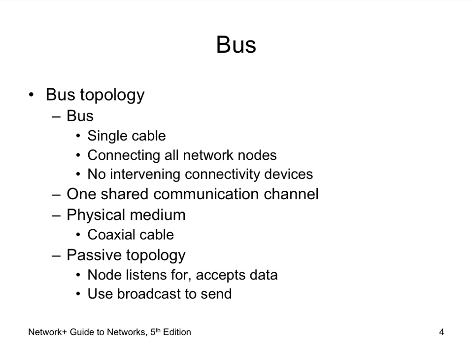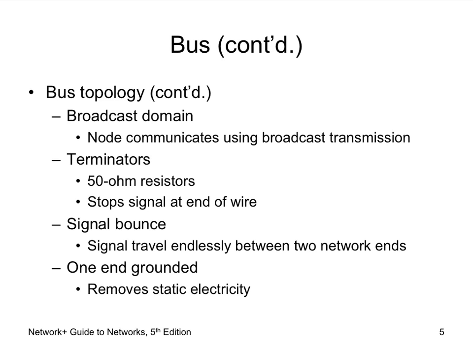It's a passive topology. It just listens all the time, accepts data, and it's broadcast. It's quite fast and efficient when it comes to data flow, but it's more expensive because the cabling is more expensive to create and to buy, either one. So the domain is called a broadcast domain. It's where basically the nodes communicate using broadcast transmission, and there are terminators on both ends of a bus.